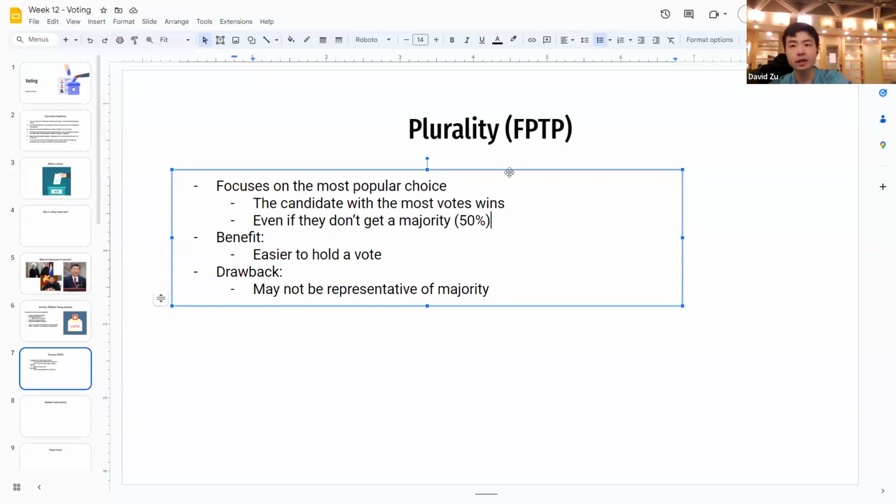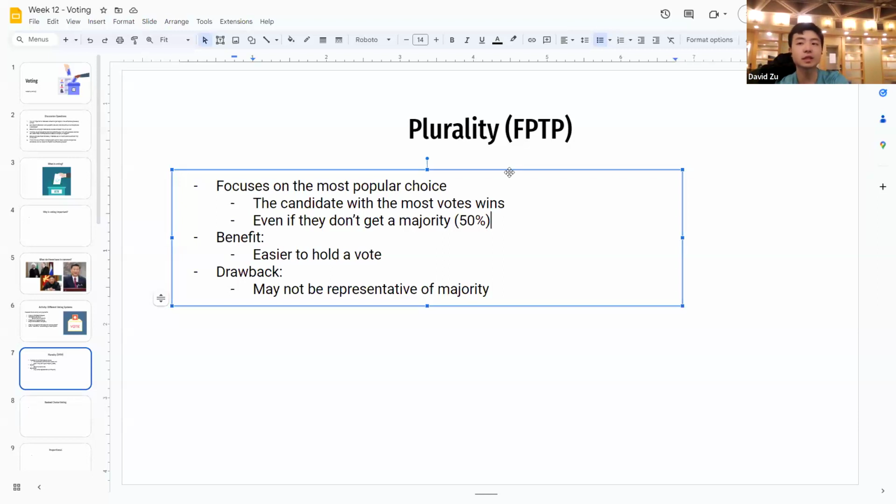What this means is that in any riding in Canada, the candidate, so this can be the member of parliament if we're talking about the federal election, or the member of provincial parliament if we're talking about a provincial election, the party whose candidate gets the most votes, not a majority, the most votes, wins that entire riding. They win the entire region.